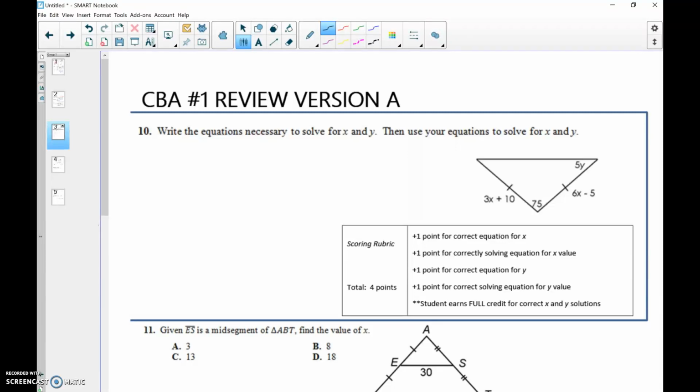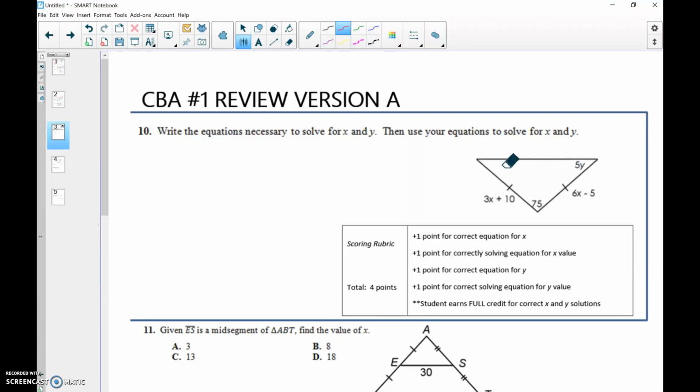All right, so here's number 10, one of the short answer questions from version A of the CBA review. So this one, you've got to do a couple things. Make sure, first of all, that you check the rubrics, that you know what you need to do. We need to write a correct equation for x, solve it, correct equation for y, and solve it as well. So just getting x and y for this one. Don't have to plug them in or anything.